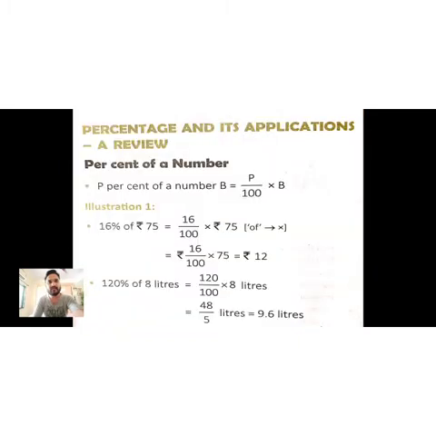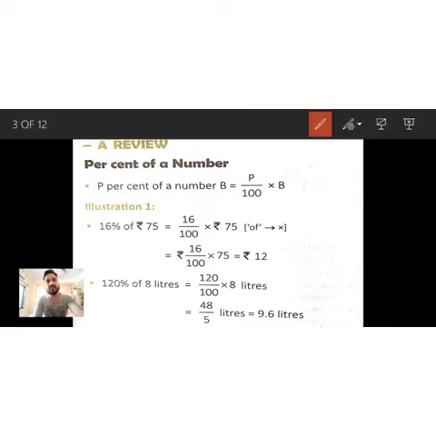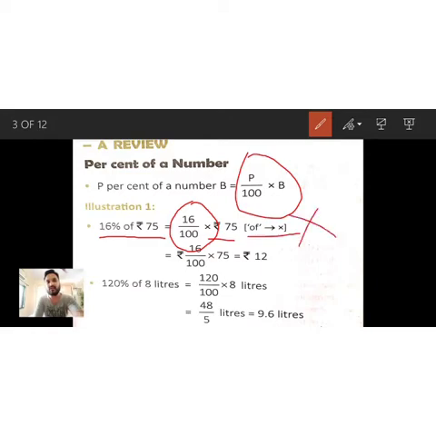Now the next, percentage and its applications. What's the percentage of a number? Percentage of a number means p upon 100 multiplied by b, a number. See here, 16% of 75, so 16% means 16 divided by 100. As I told you, if a percentage sign is given, we have to divide by 100. So 16 divided by 100 into 75. Of means multiplication. Now we get the answer 12.